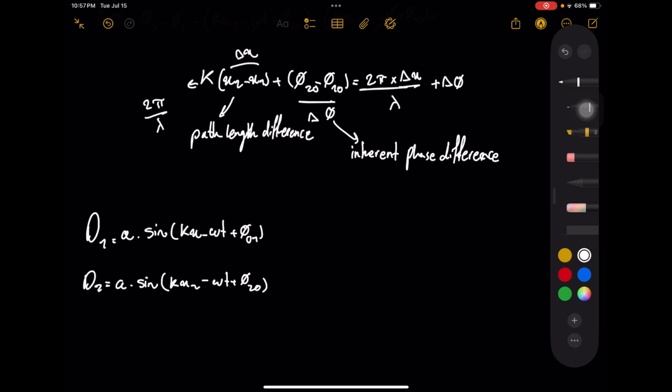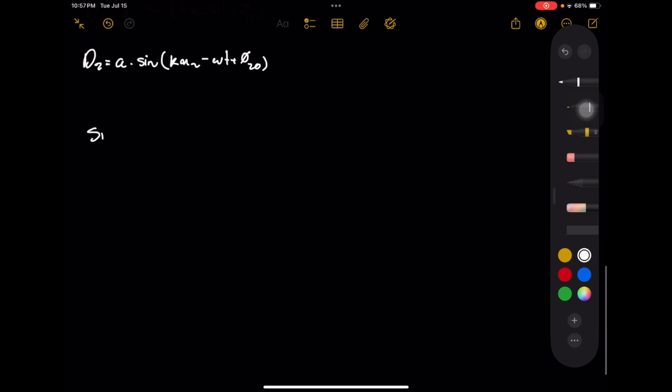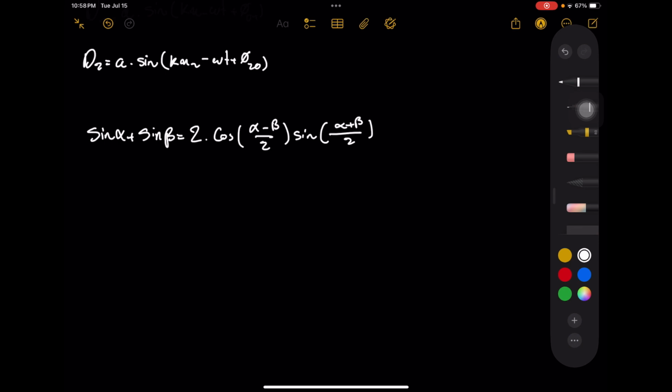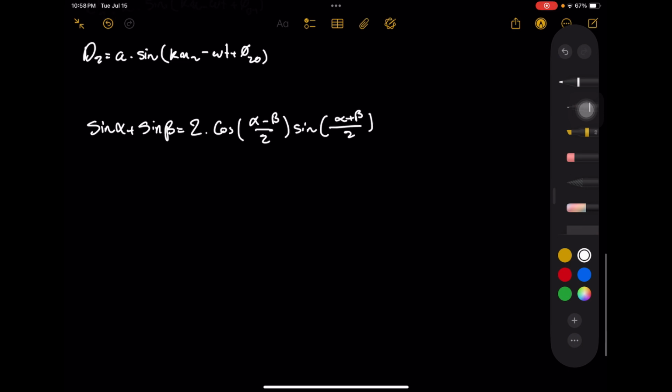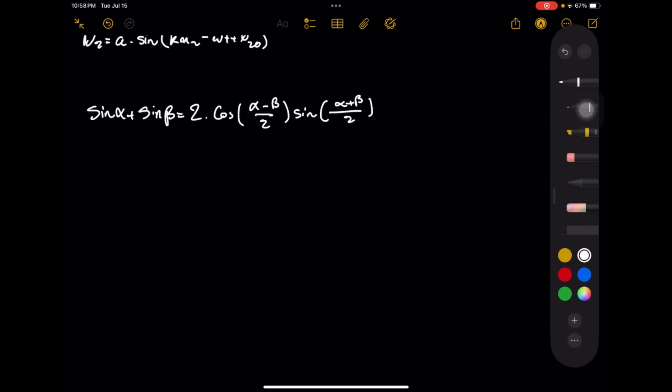There's a trigonometric identity, and it goes like this: sine alpha plus sine beta is 2 times cosine of alpha minus beta over 2, times sine of alpha plus beta over 2. So the identity is certainly not obvious. It's easy to prove backward from the right side, but we can use this identity to write the net displacement of this equation.